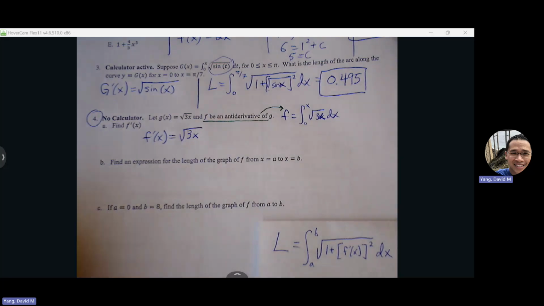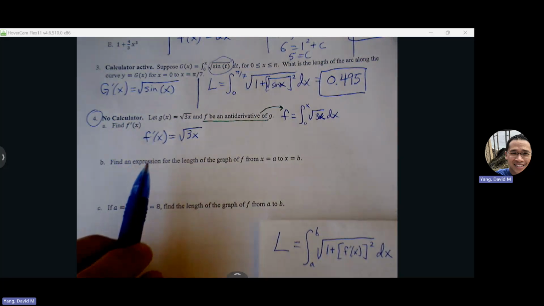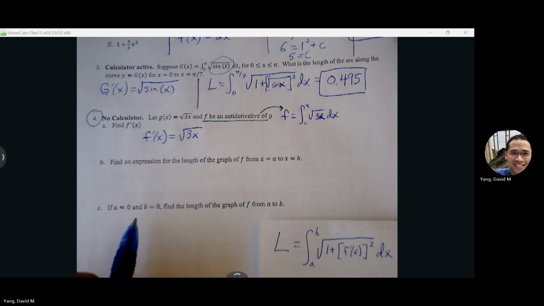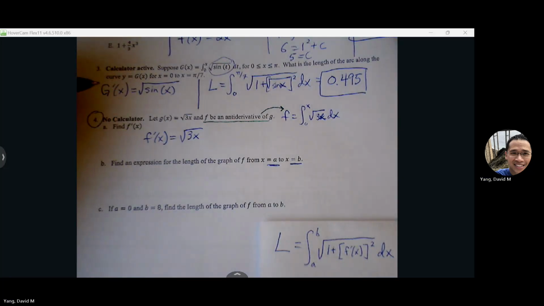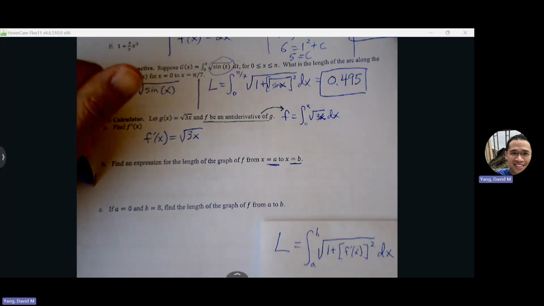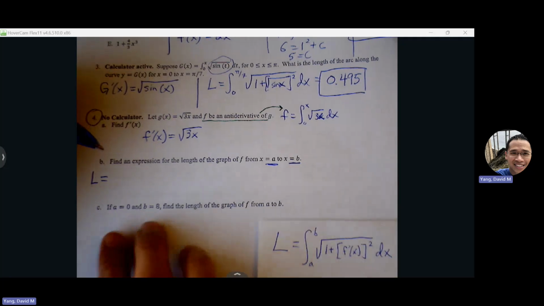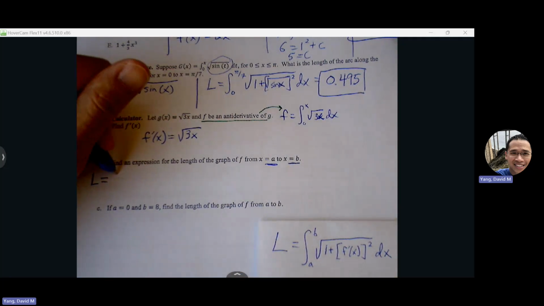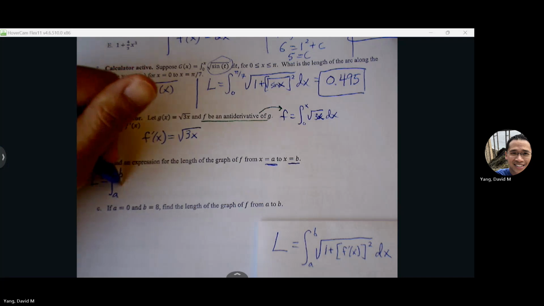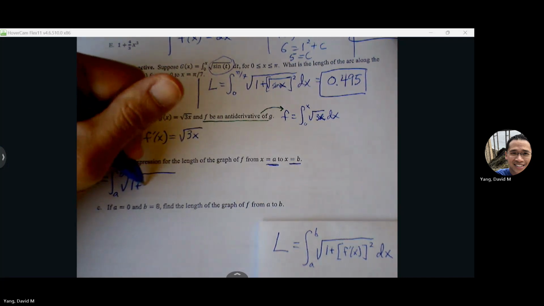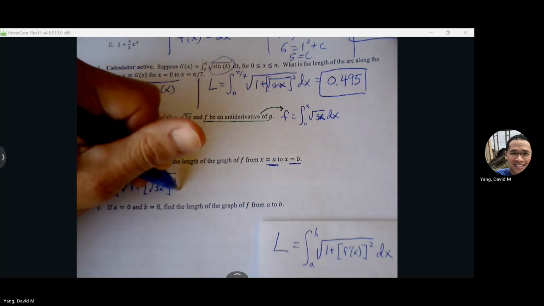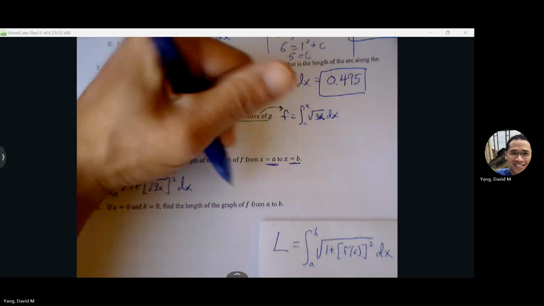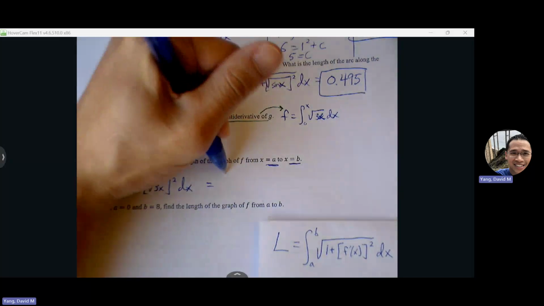Okay, find an expression for the arc length from A to B. So we don't have a replacement for A and B. We're just going to hold on to those letters provided. Oh, we're just setting it up and then they're giving us the actual A and B values for part C. Which can clean up because of the square root and square.